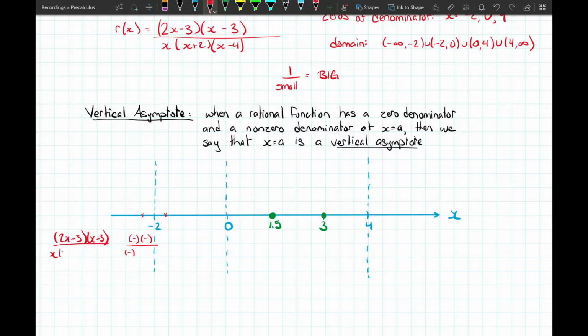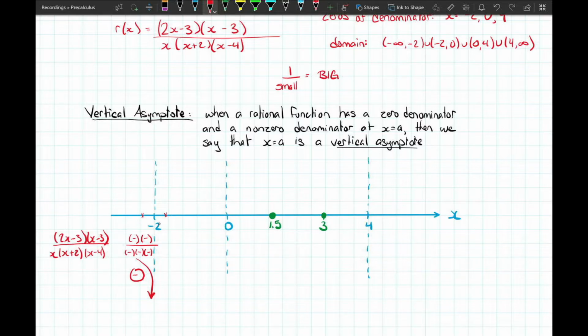We have x plus 2. This is an important one. If x is less than -2, such as maybe -2.1, by adding 2 to that, this factor is also negative. And finally, x minus 4, and that is also negative. So on the left-hand side of this asymptote, we have a negative times a negative divided by a product of 3 negatives. Overall, that gives us a negative result. And at this asymptote, we see our function is going to be getting infinitely large in the negative direction.